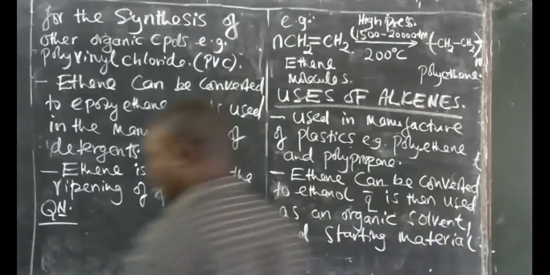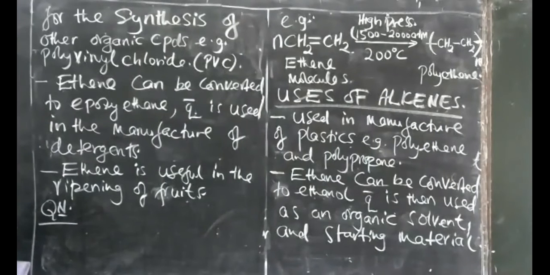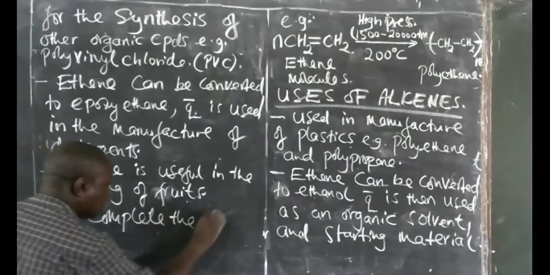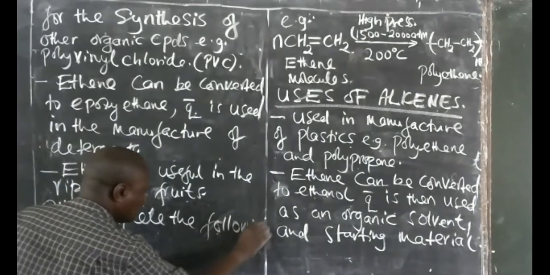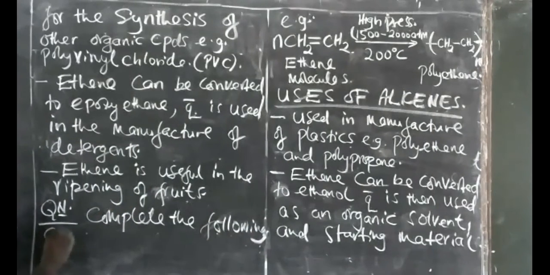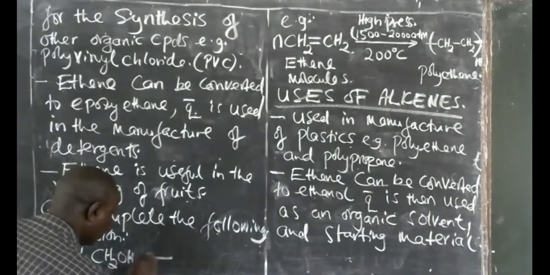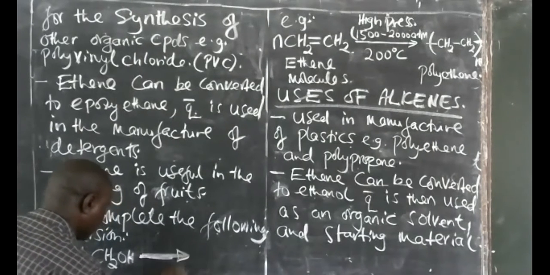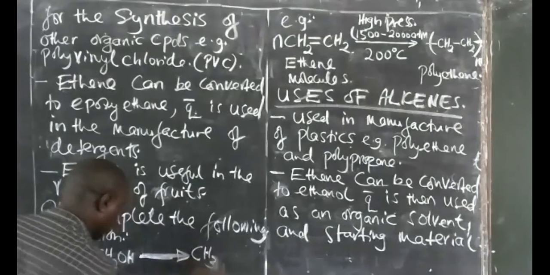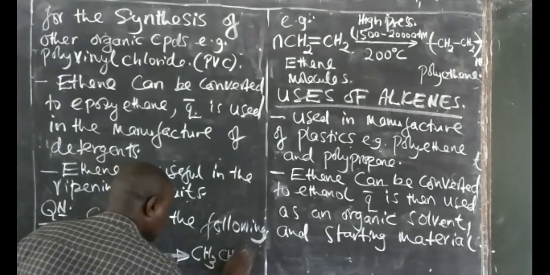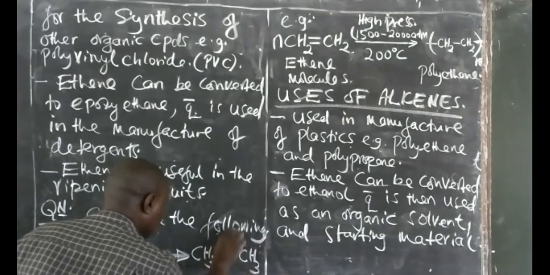Now, how can you convert the following? Complete the following conversion. CH3CH2OH to give us CH3CH3OH.